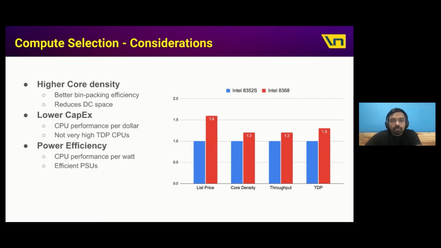The right side graph shows an example comparison between two Intel Ice Lake Platinum CPUs. The list price of the red CPU is about 60% more than the blue one and takes 30% more power, but it provides only 20% more core density and performance. Also, the red one needs bigger power supplies because of the high TDP and needs better cooling. Out of these two, our pick will be the blue one for better capex and efficiency than the increased core density or throughput.